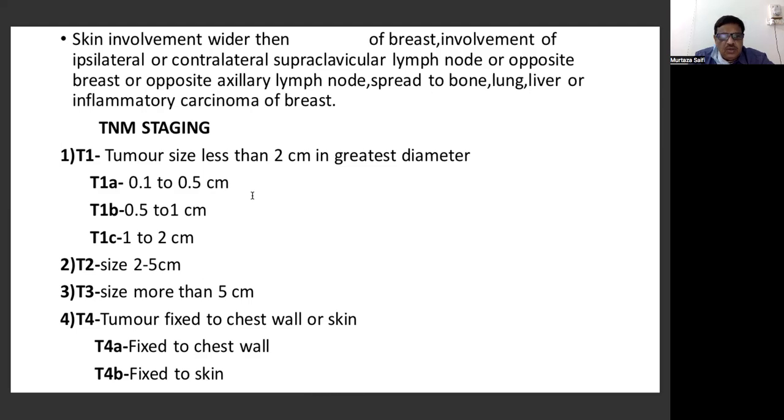TNM staging is very important and can be asked in the examination. T1: tumor size less than 2 centimeters in greatest diameter. T1a, 0.1 to 0.5 centimeter. T1b, 0.5 to 1 centimeter. T1c, 1 to 2 centimeters. T2, size 2 to 5 centimeters. T3, size more than 5 centimeters. T4, tumor fixed to chest wall or skin.